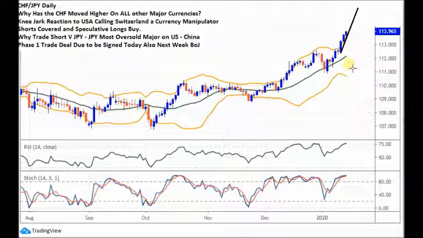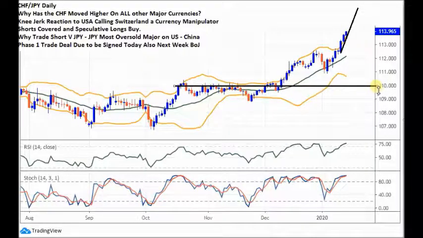Well, you've got the mid Bollinger Band here. I think it is a big rise that we've seen. We do think the yen is going to mount a rally. Same level as on the weekly chart, 110.